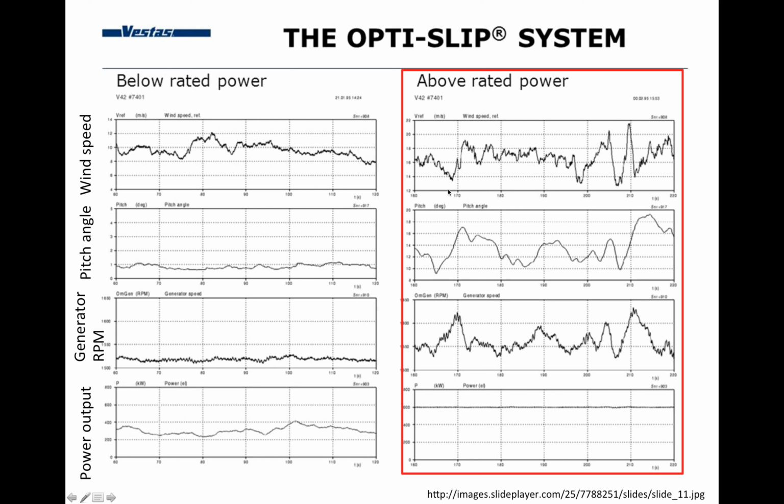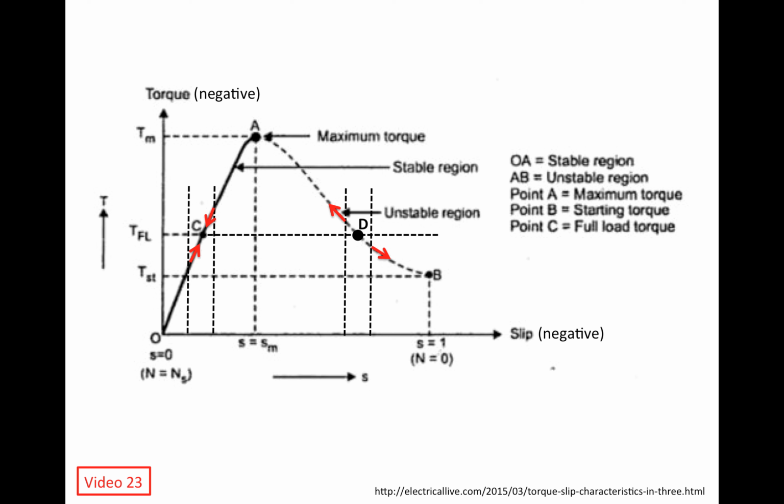But in the optislip system, the induction generator actually has a wound rotor, which means that it has wires on it, right? And those wires can be connected to an external circuit, and through that external circuit, you can control the rotor and also the state of the generator. So now let's try to understand what exactly the optislip system is actually doing, right? But before that, let's find out what exactly will happen to the induction generator if the mechanical power from the shaft is too high. Right?